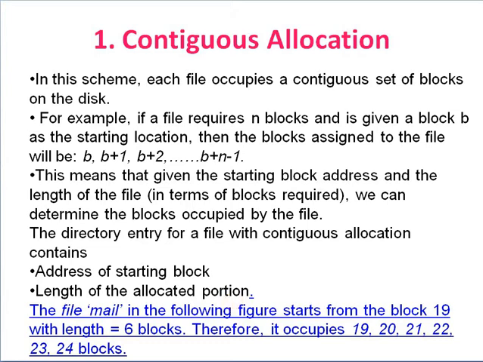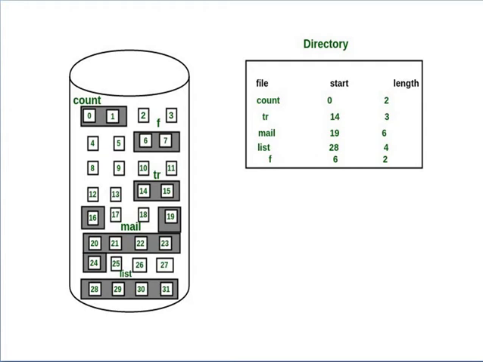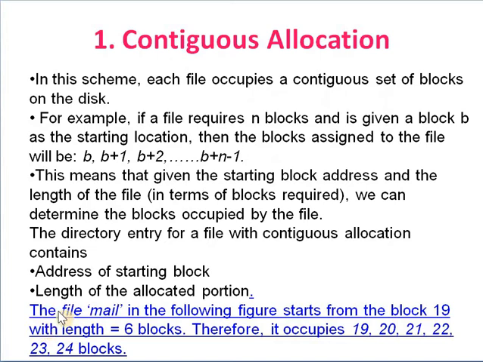Let's take one example. In this example, the file mail in the following figure starts from block 19 with a length of 6 blocks. Therefore, it occupies the blocks 19, 20, 21, 22, 23, 24.